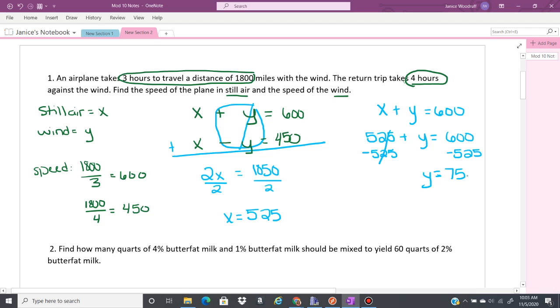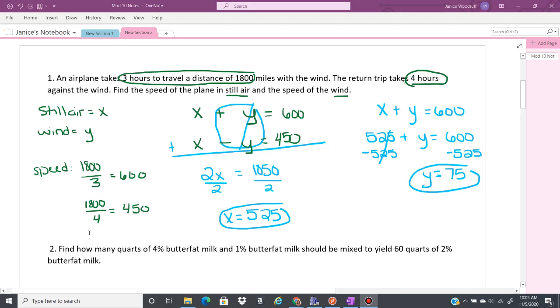So that's a wind speed of 75 miles per hour, which is pretty strong winds. Probably shouldn't be flying in that strong of winds, actually. But this is our case here. So still air speed, 525, and then wind speed, 75 miles per hour.